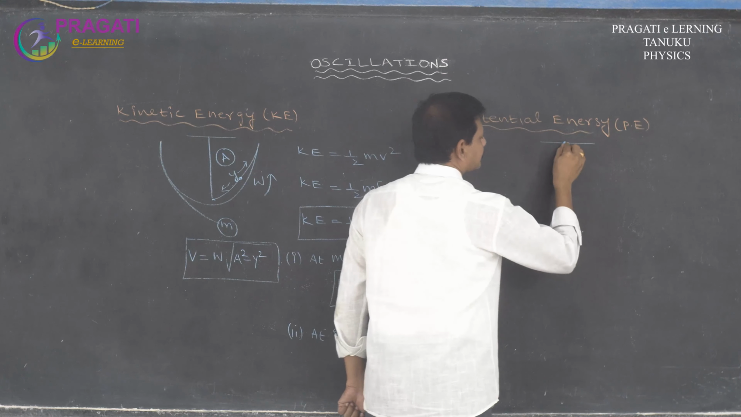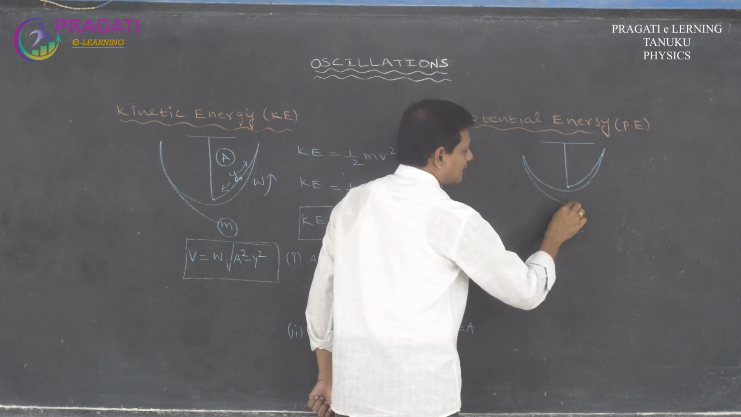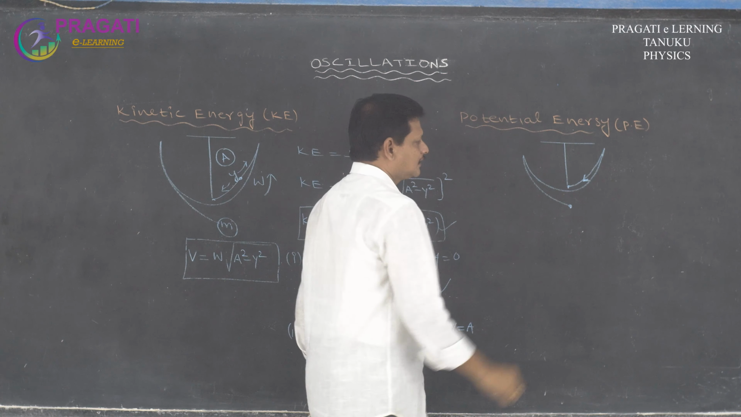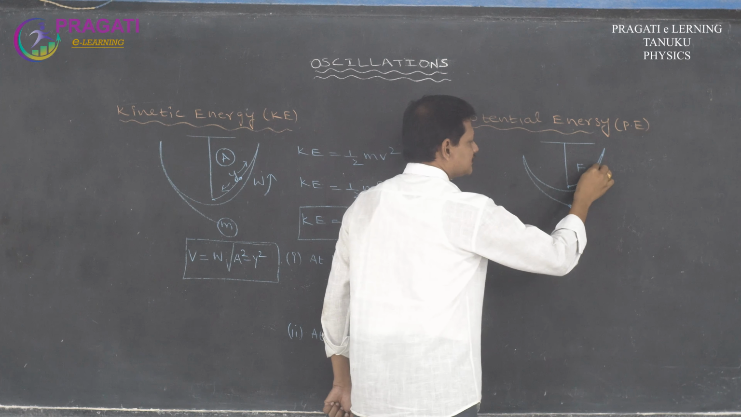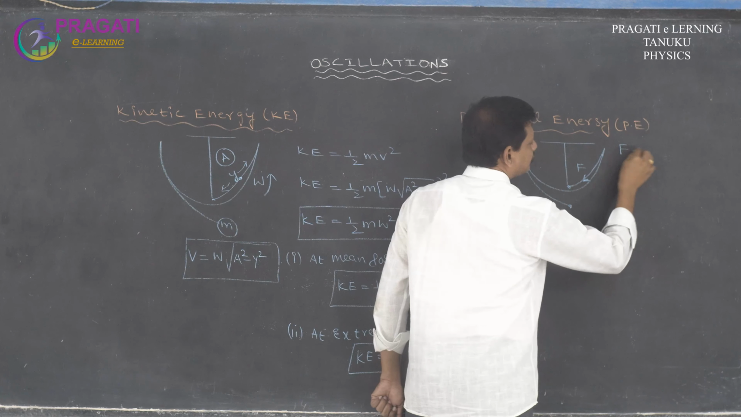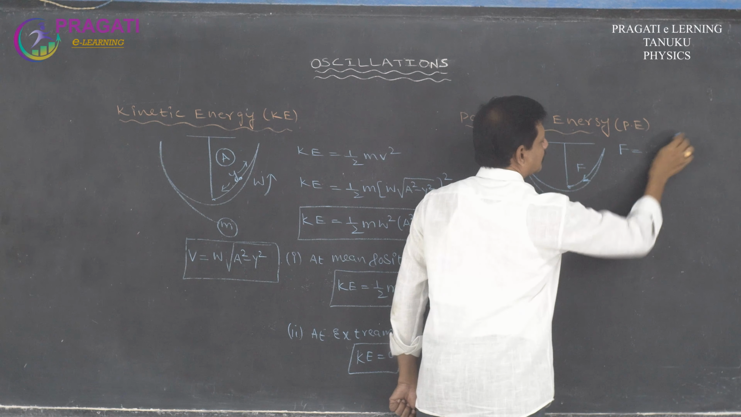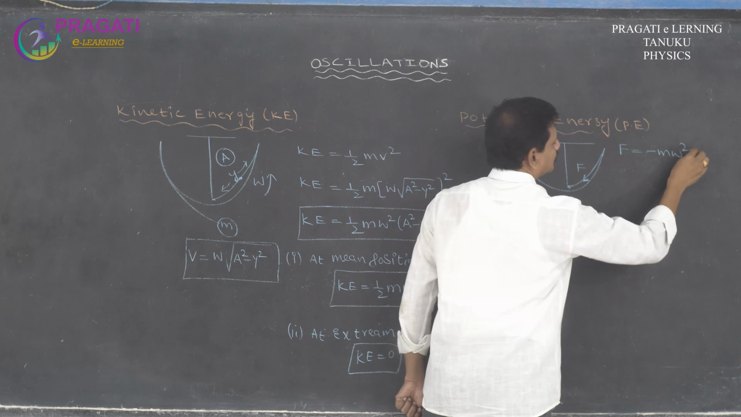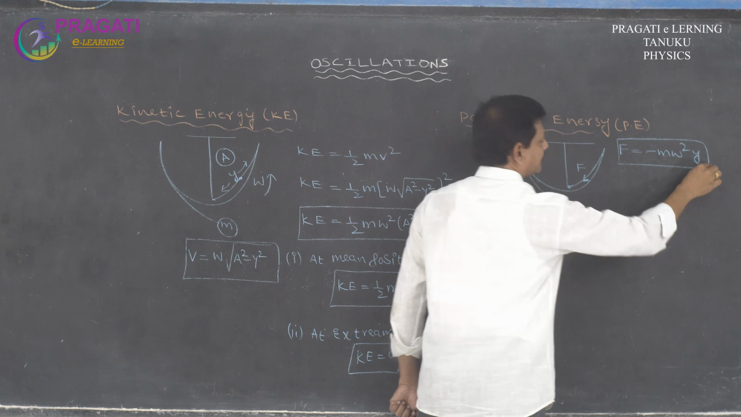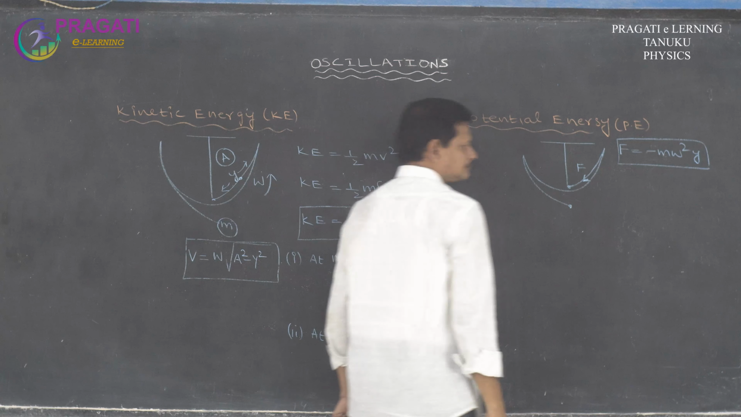We know that when the particle performs simple harmonic oscillations, it is acted upon by a restoring force F. It always acts towards the mean position. We know the expression for the force acting on a particle in SHM, F is equal to minus m omega square y. From Newton's second law, F is equal to m a, where the acceleration of the particle is minus omega square y.